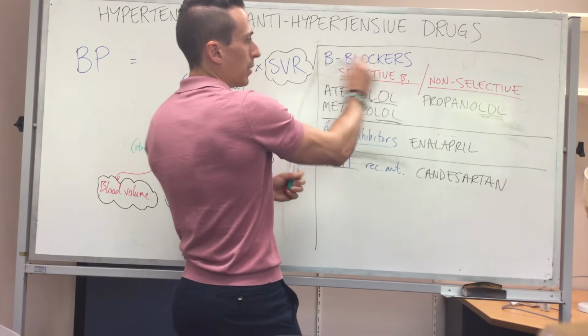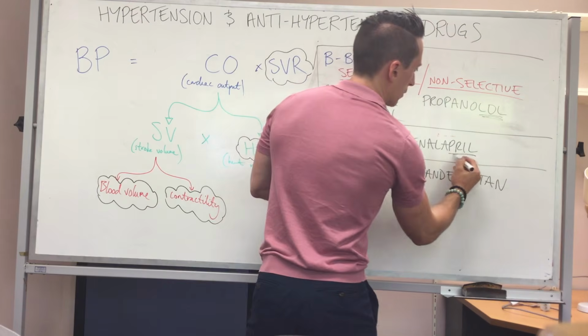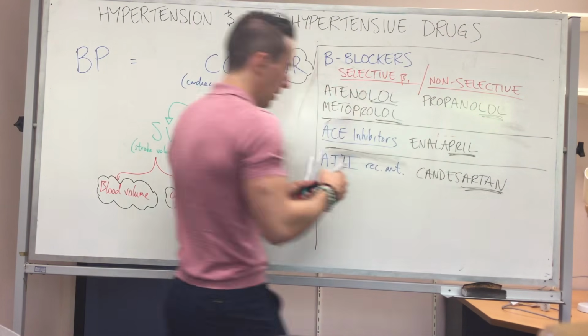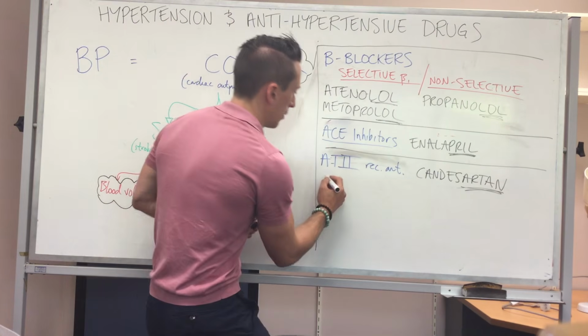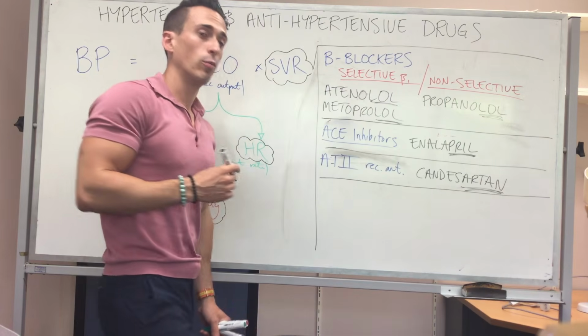So as a recap, beta blockers are the LOLs, ACE inhibitors are the prils, angiotensin 2 receptor antagonists are the sartans. Let's keep going. What else do we have? We've got calcium channel blockers.